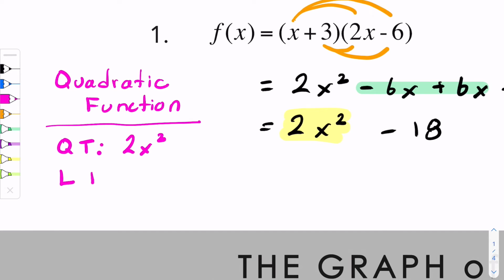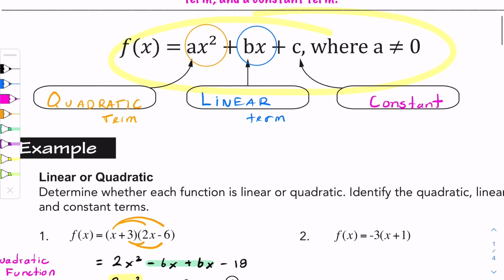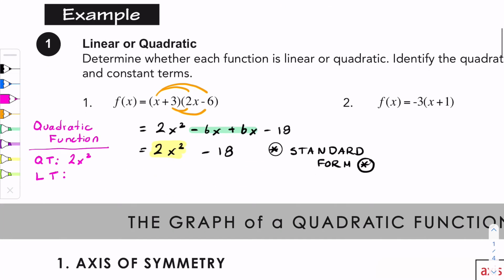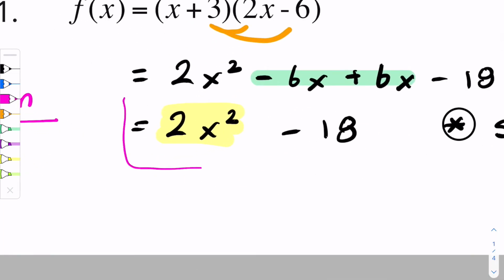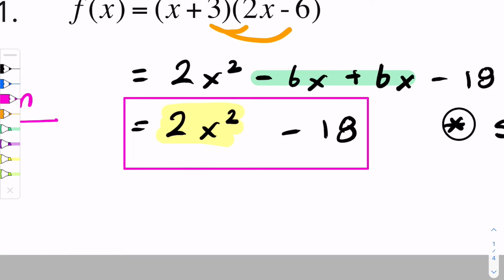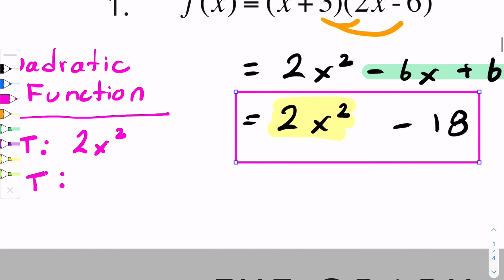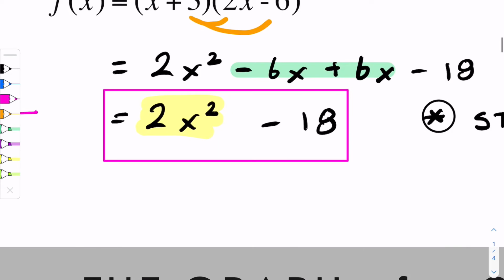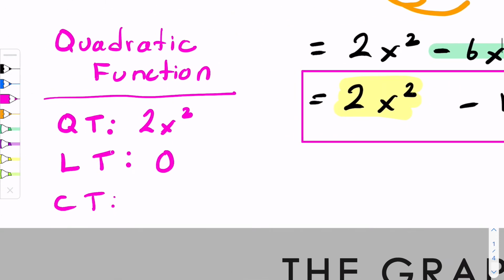My linear term, abbreviated LT, is the term that has a variable with an exponent of 1. In my standard form equation right here, I actually do not have a variable with an exponent of 1, so my linear term is 0. And my constant term is the number by itself with no variable. Here we have a constant term of negative 18.